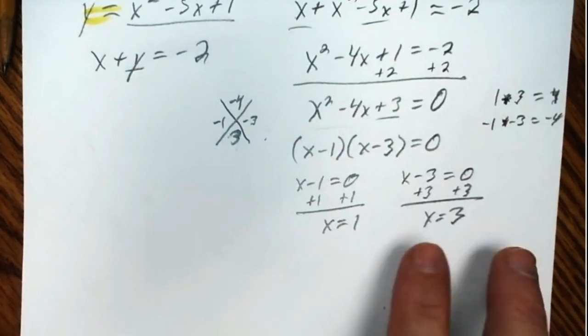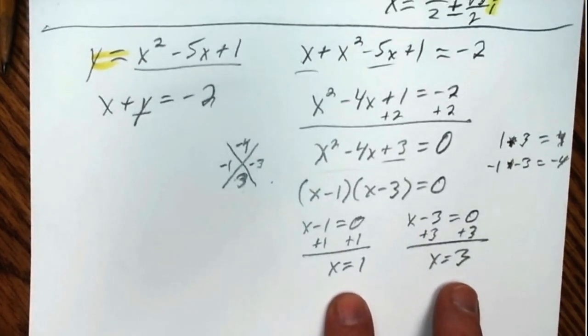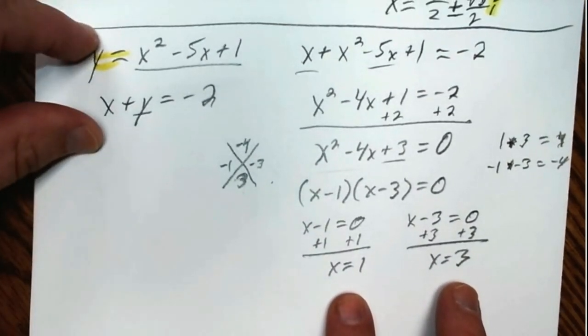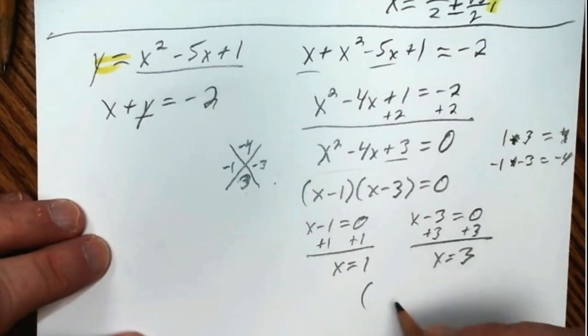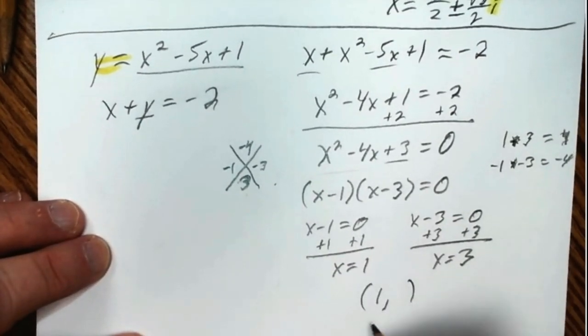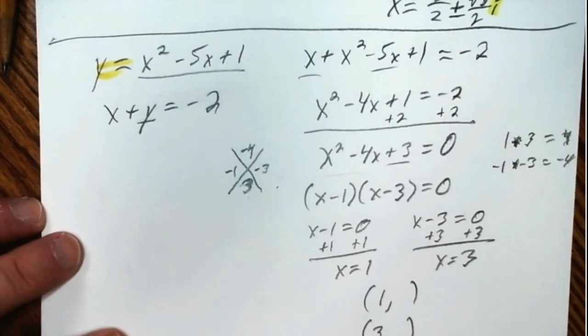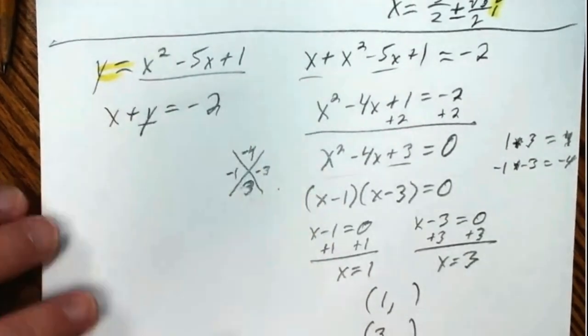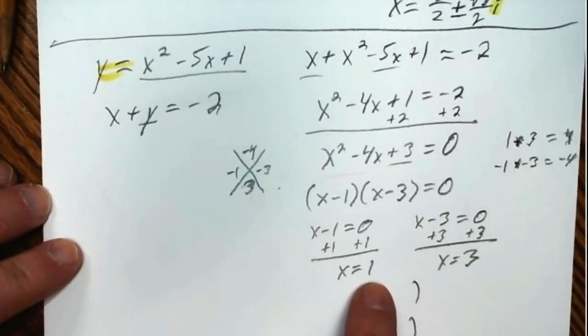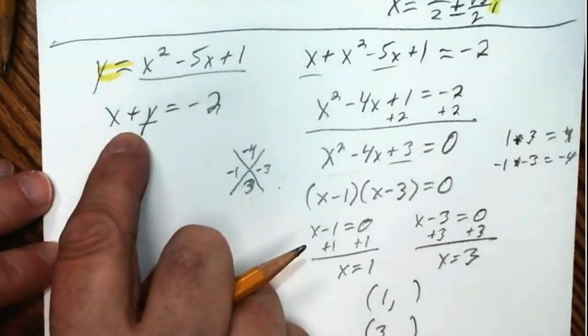So there are the two x's. So there's two solutions to this system of equations. We have the x's. So it's 1, something, and 3, something. Let's find out what the something is. We can choose either equation. Let's do one of each. Let's take the 1 and put it in the bottom one.